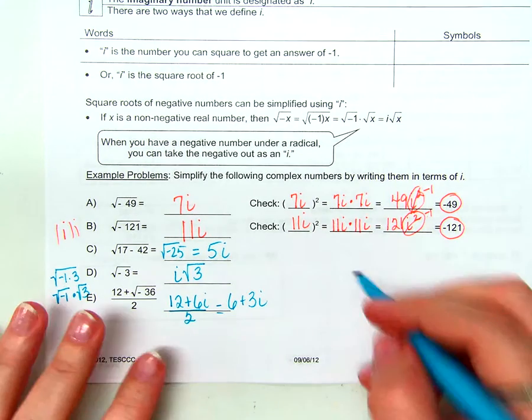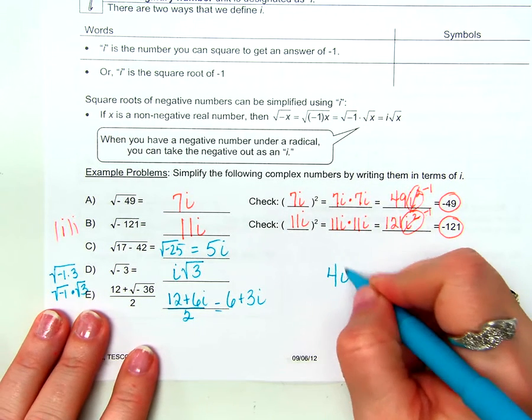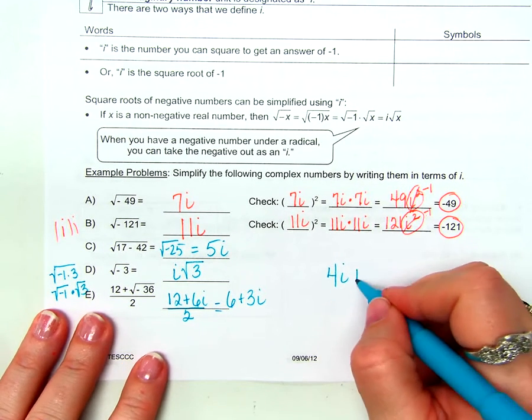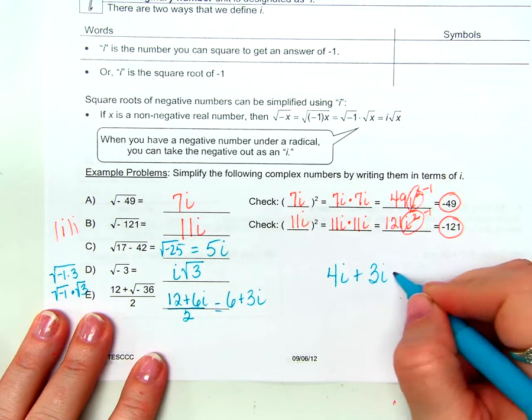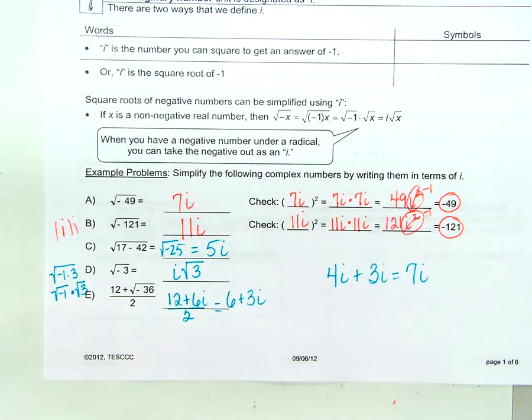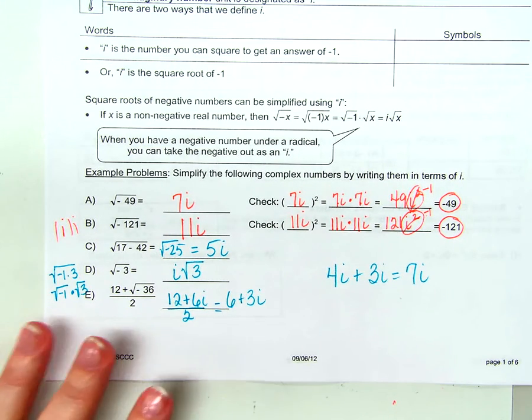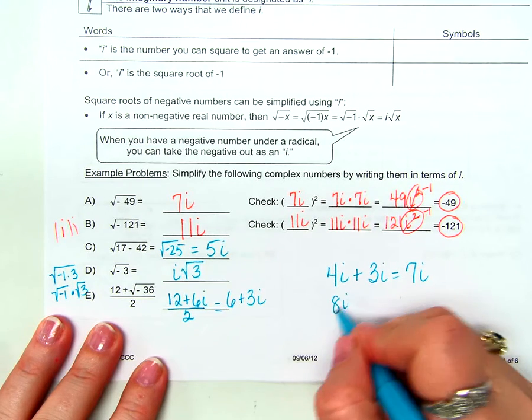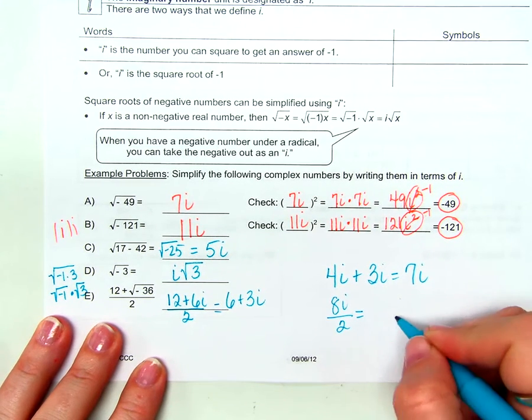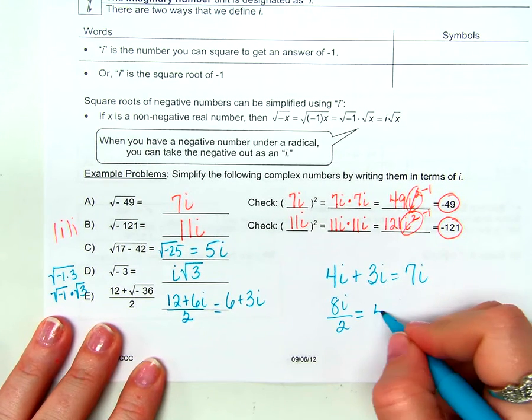Okay? So I can say 4i. 4i plus 3i equals 7i. I can do that, right? I can do 8i divided by 2 and get 4i again, right?